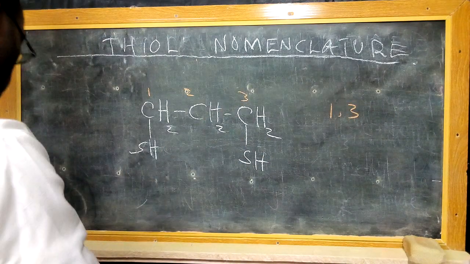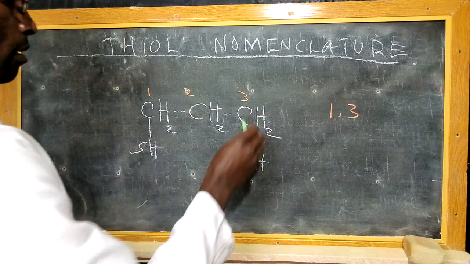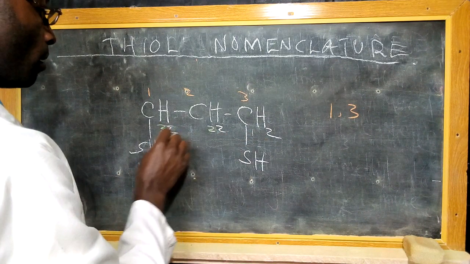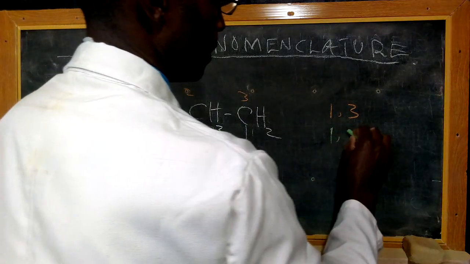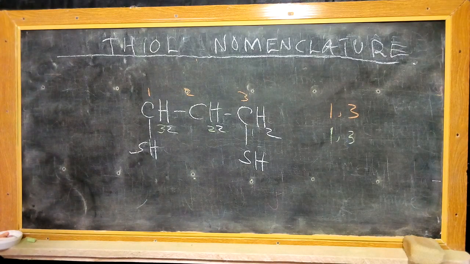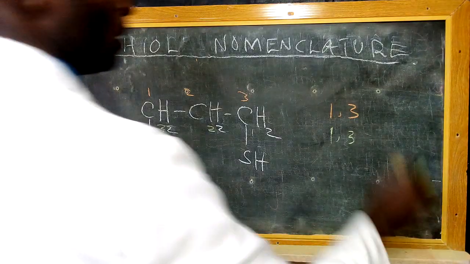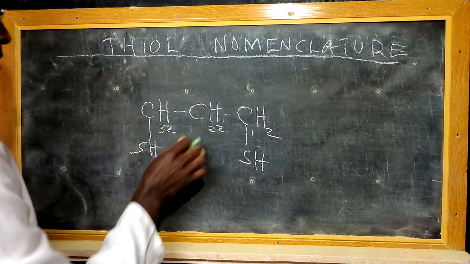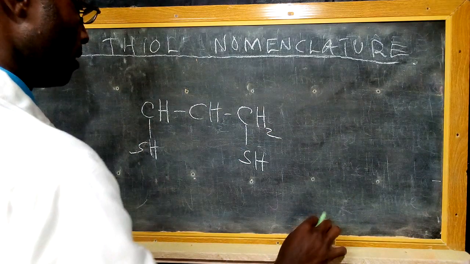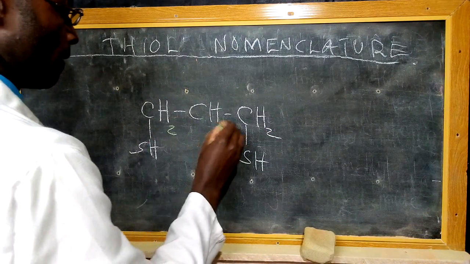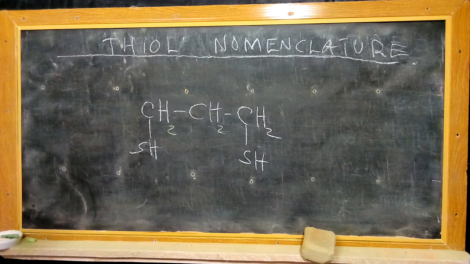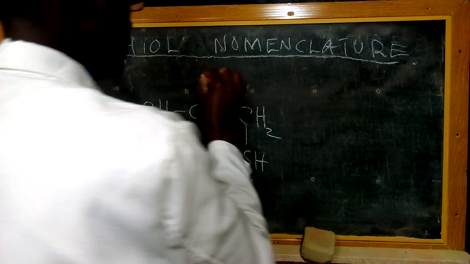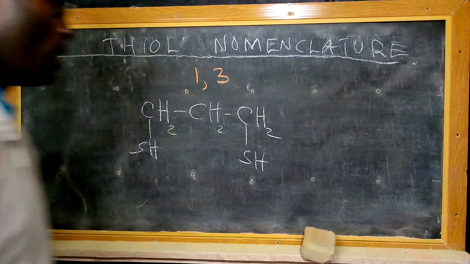And then if we start naming from the other side, that is 1, 2, 3, then we shall have still the same designation for the carbons that have got an attachment of a functional group for thiols. So either way, the solution is going to be the same. Which means we are going to number from either side, and the prefixes are going to take the numbers 1, 3. So in that respect, we shall have the name of this compound appearing as 1,3.